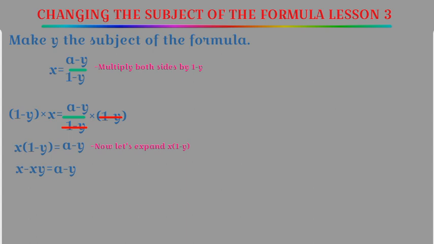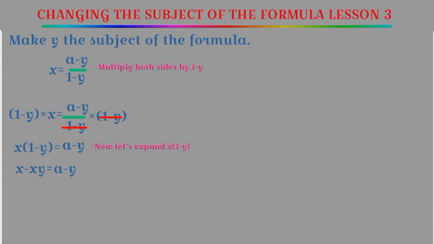Now what are we going to do here? We're going to put the like terms together. If we were making x the subject of the formula, this could have been easy because x and x are on one side. Now we want to make y the subject of the formula. That means we need to collect all terms that have y in them on one side of the equal sign, because I want to make y the subject of the formula.